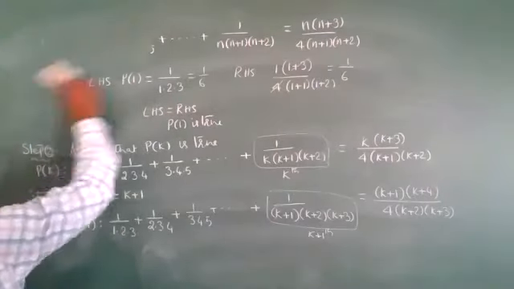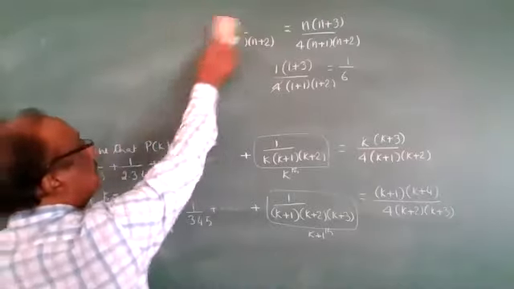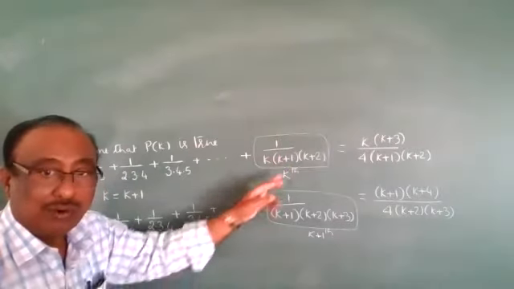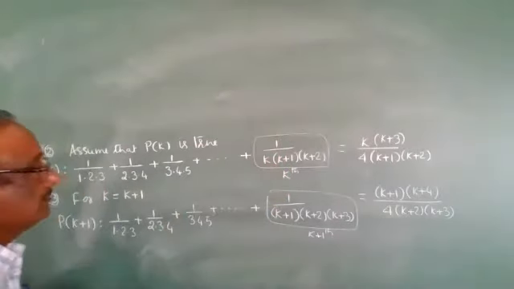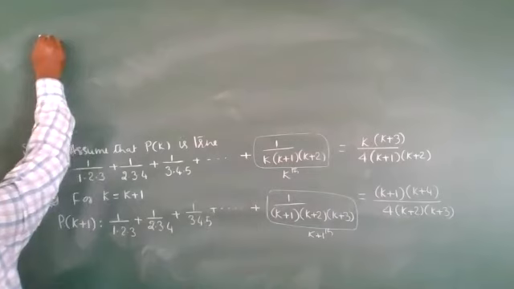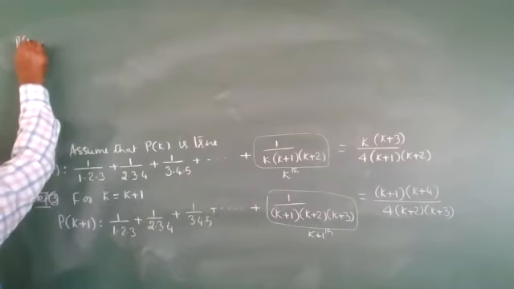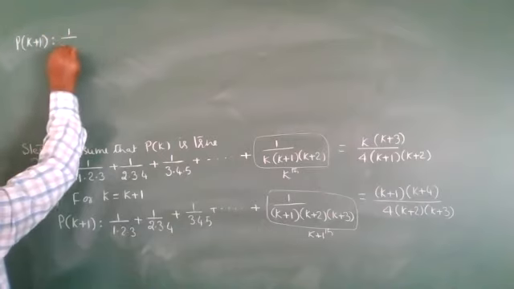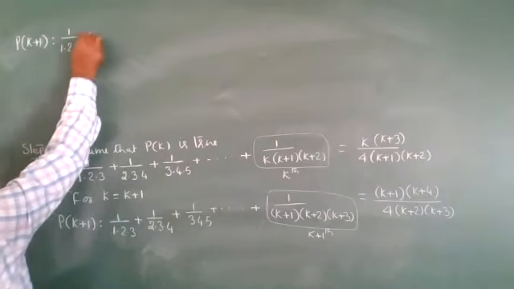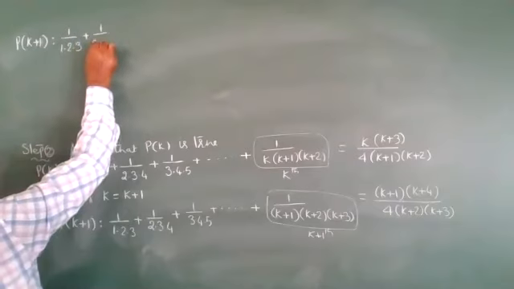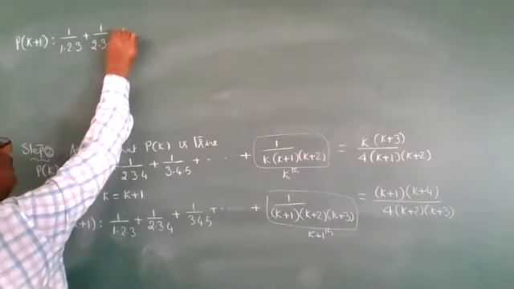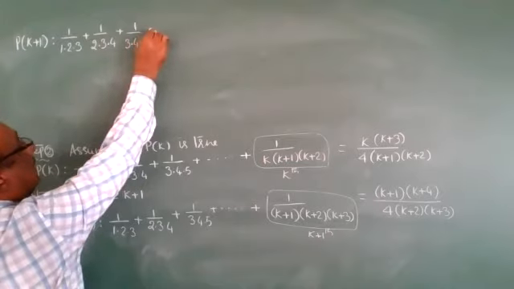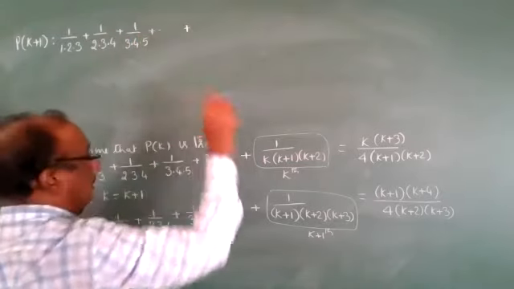Here I am writing, everyone. Just before, copy this one. So P of k plus 1 numbers is equal to: first number 1 into 2 into 3, second number 2 into 3 into 4, third number 3 into 4 into 5, and so on.